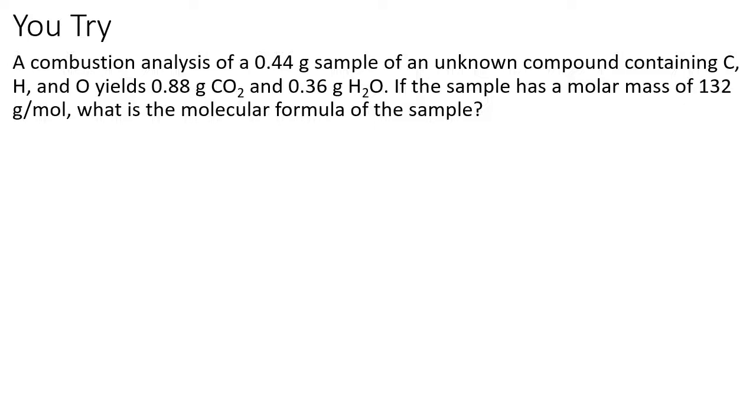So before we can find the molecular formula, we first have to find the empirical formula. We know our compound is composed of only carbon, hydrogen, and oxygen, and it's our job to determine what those subscripts are. Combustion means it's being reacted with O2, and we're forming carbon dioxide and water as our products. We were told our mass of CO2 was 0.88 grams, and our mass of H2O was 0.36 grams.